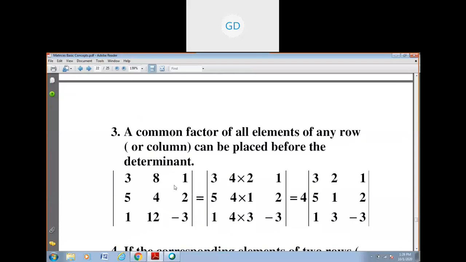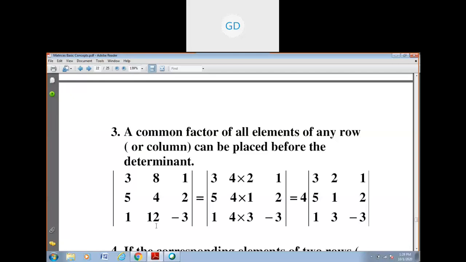Another important property, very required at the time of simplification. You see, in the left hand side determinant, in the middle column, there is a common factor. 4 is here, 4 is here, and 4 is here also. Because 8 means 4 into 2, 4 means 4 into 1, 12 means 4 into 3. That means 4 is a common factor in the middle column.